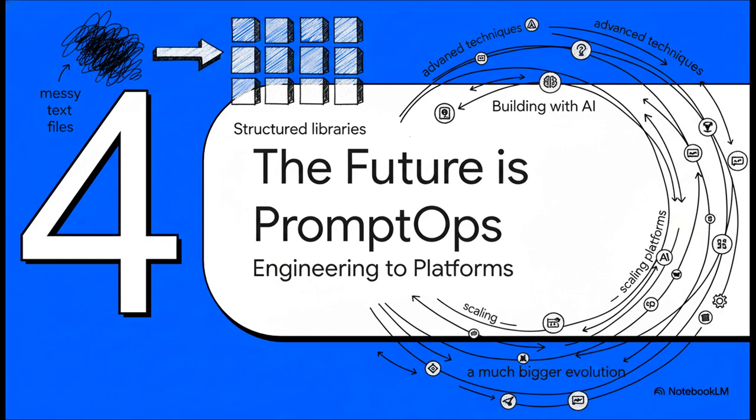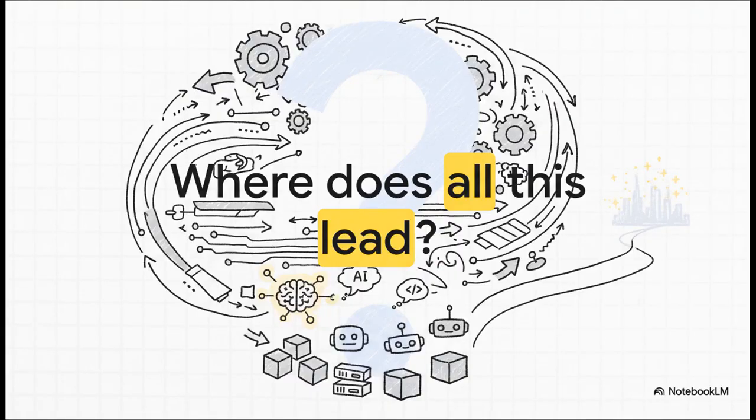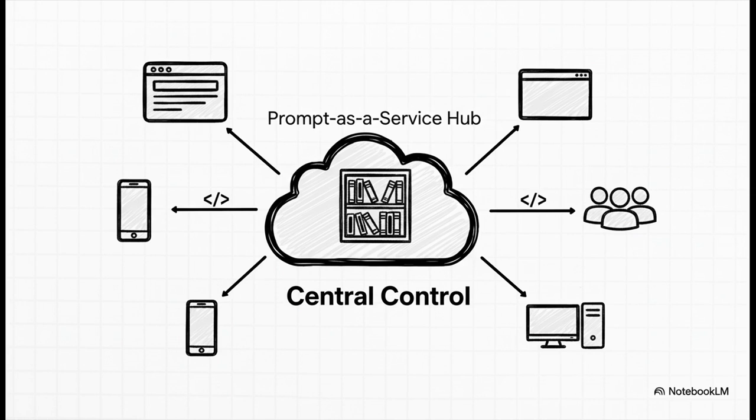But this is all part of a much bigger evolution in how we build things with AI. Which brings up a very important question, right? Where is all this incredible organization and structure actually taking us? What's the end game? It leads right here to prompt as a service. The ultimate goal is to take your versioned, tested, and optimized prompts and just expose them as simple API endpoints. Then, different teams all across your company can call these prompts without needing to know any of the messy details. Now, that is centralization, control, and scalability done right.